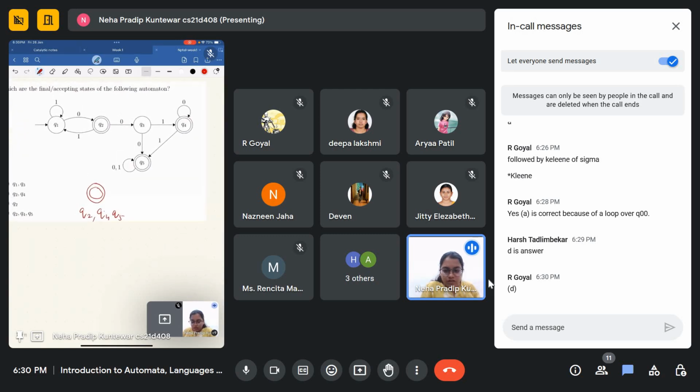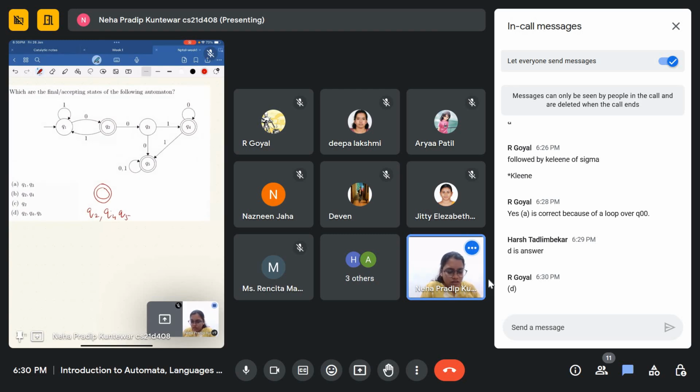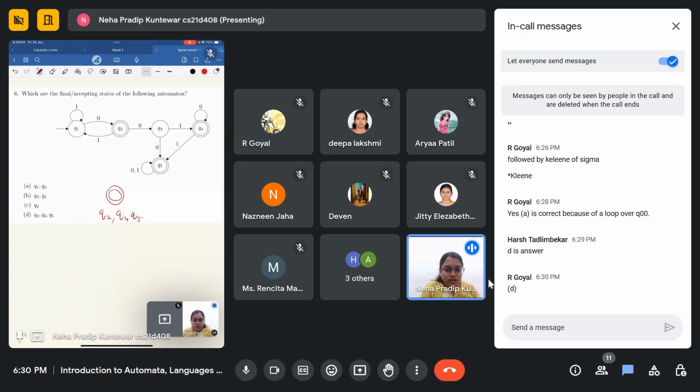So these are the final states of our automaton, and it is possible that an automaton doesn't have a single final state. In that case, F would be phi, which is also fine. And it is also possible that F is entirely the set of states Q. So in this case, the automaton.